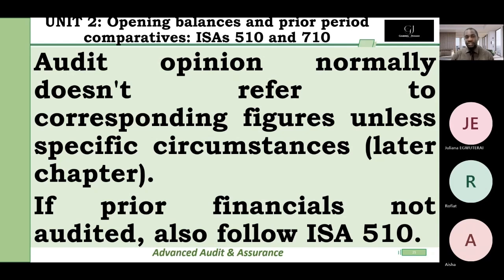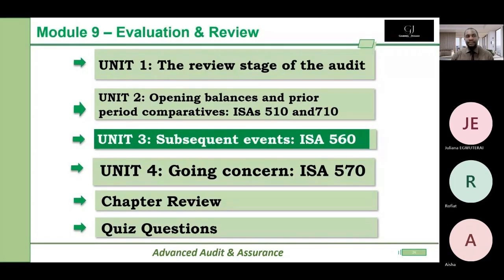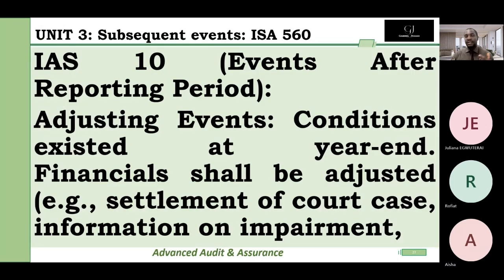Okay, so if we don't have any question on Unit 2, I believe it's a bit clear. Let's look at Unit 3, which speaks to subsequent events. ISA 560 covers subsequent events, and we're looking at events after reporting date. What has happened after we've audited the financial statements? What has happened after the opinion has been issued? And IAS 10, International Accounting Standard, speaks to events after reporting date.